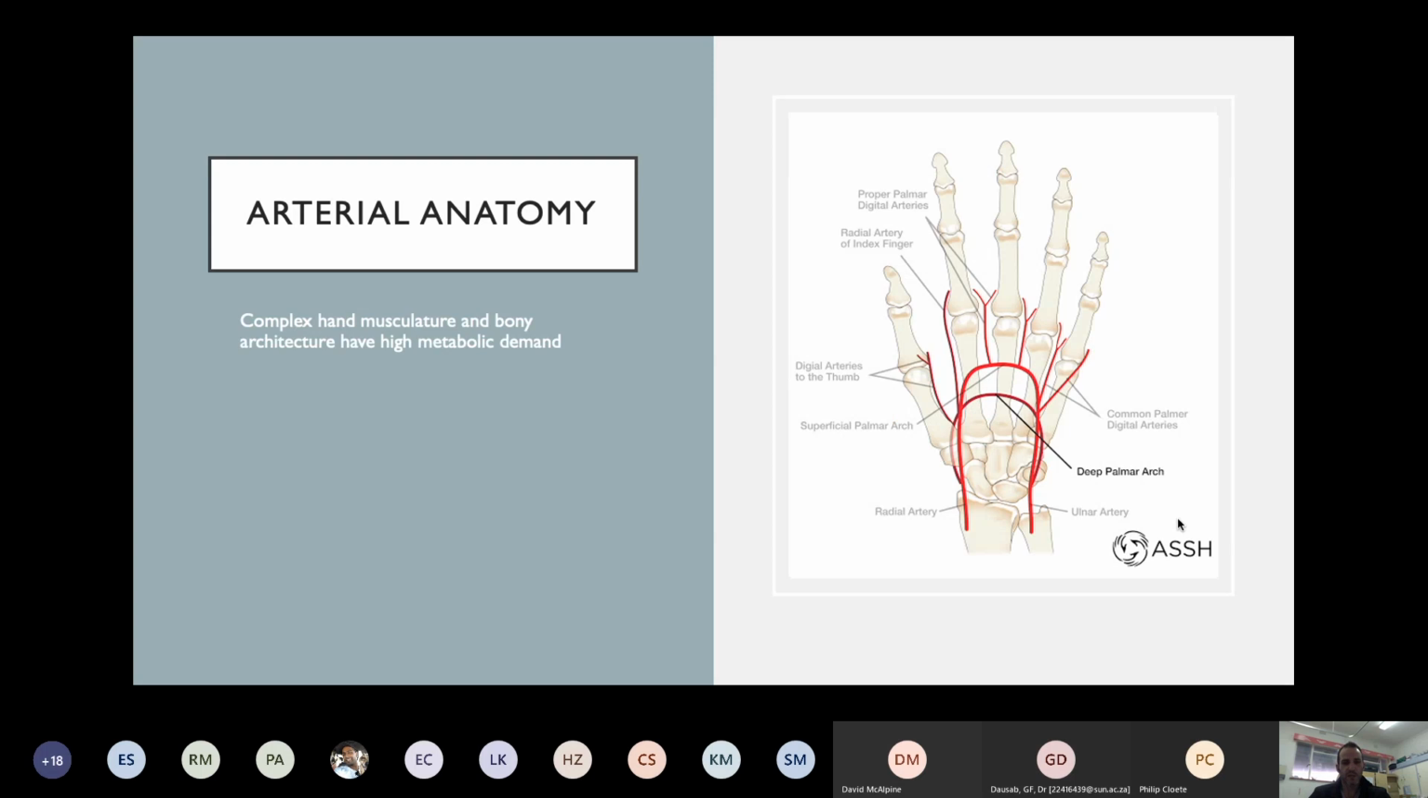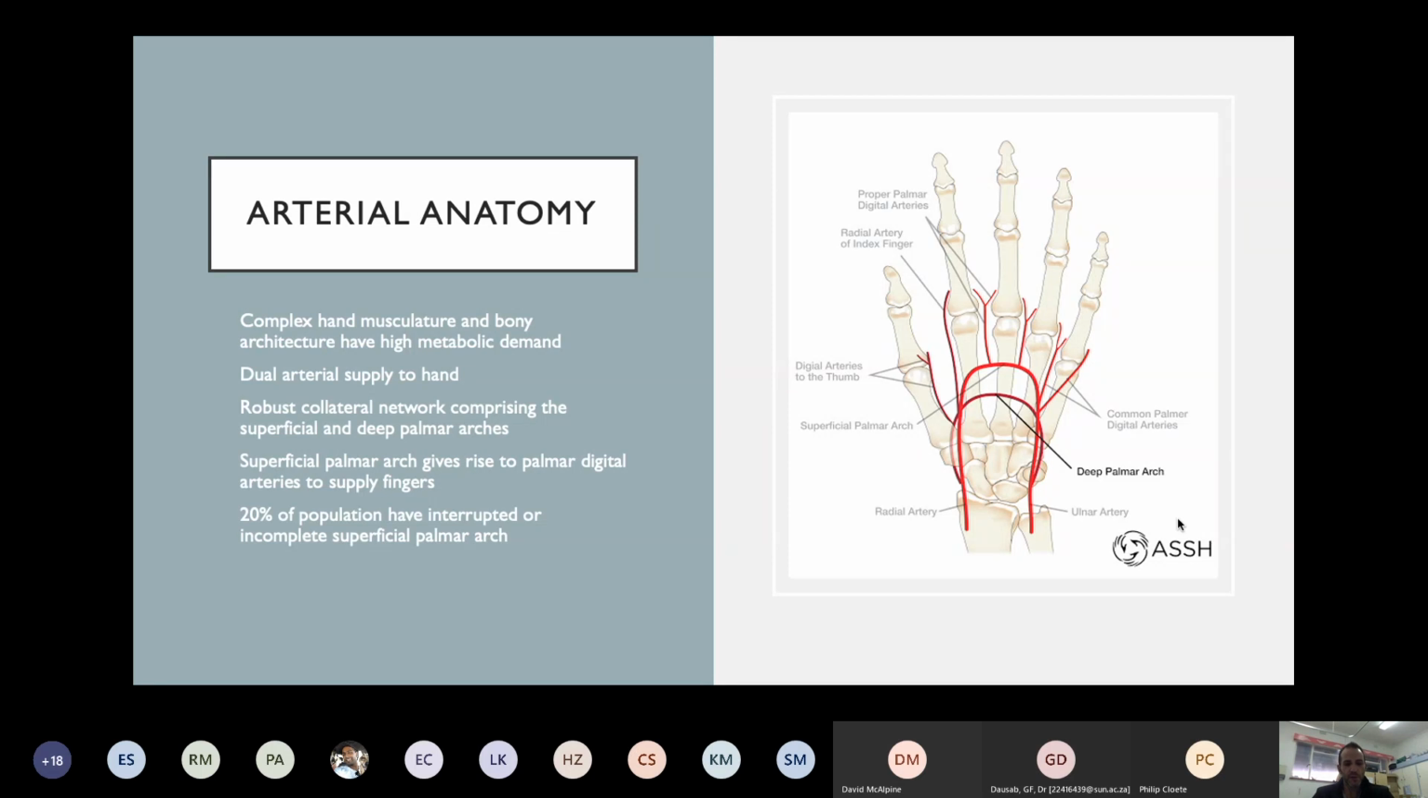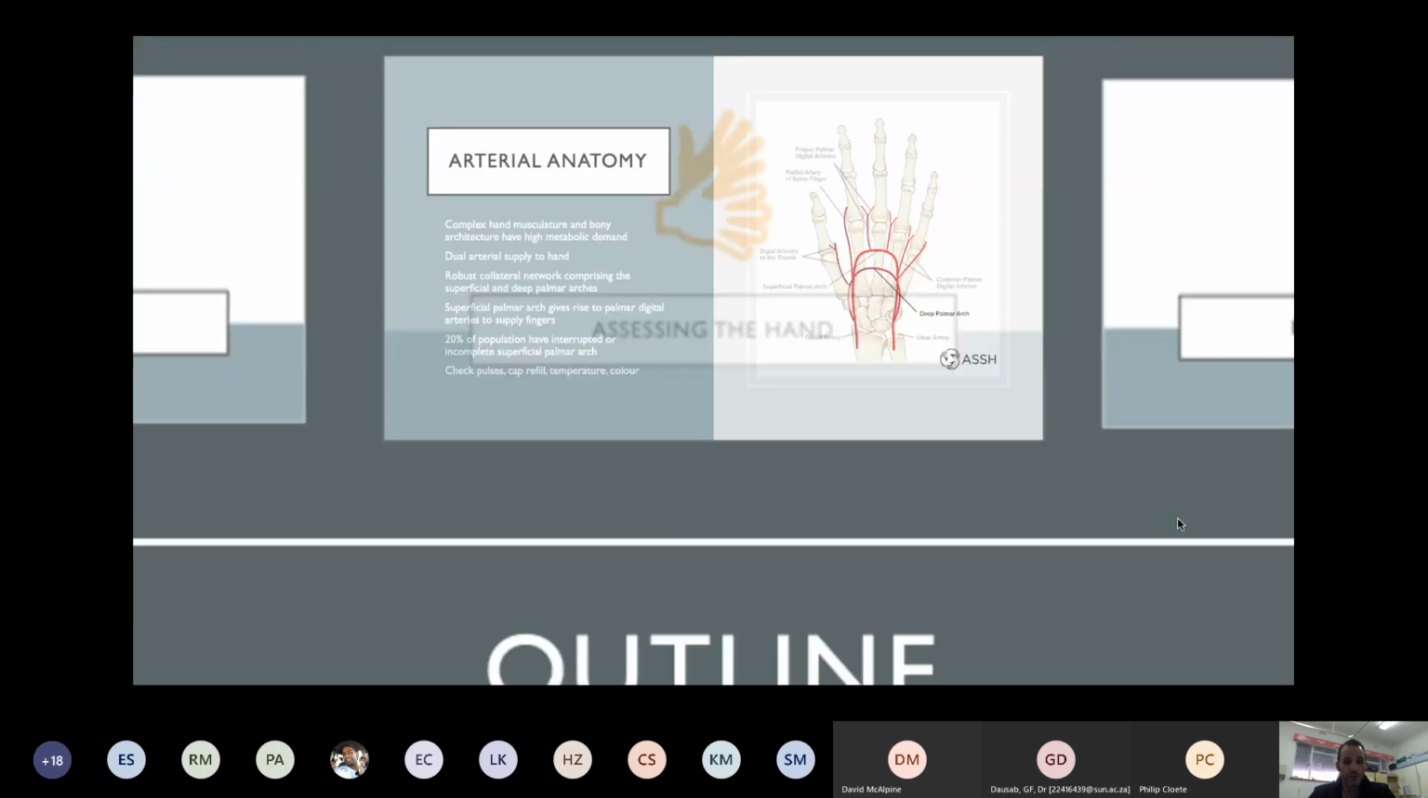Remember, there's a good arterial supply to the hand as well. The hand needs good arterial supply because it has a high metabolic demand because of the bony and muscular architecture. There's a robust collateral network comprising the superficial and deep palmar arches. The superficial palmar arch gives rise to the palmar digital arteries, which supply the fingers. Remember that 20% of the population have an interrupted or incomplete superficial palmar arch. So when assessing for vascular supply, just check the pulses on both sides, check capillary refill in the fingers, check the temperature of the hand, and also check the color as well.